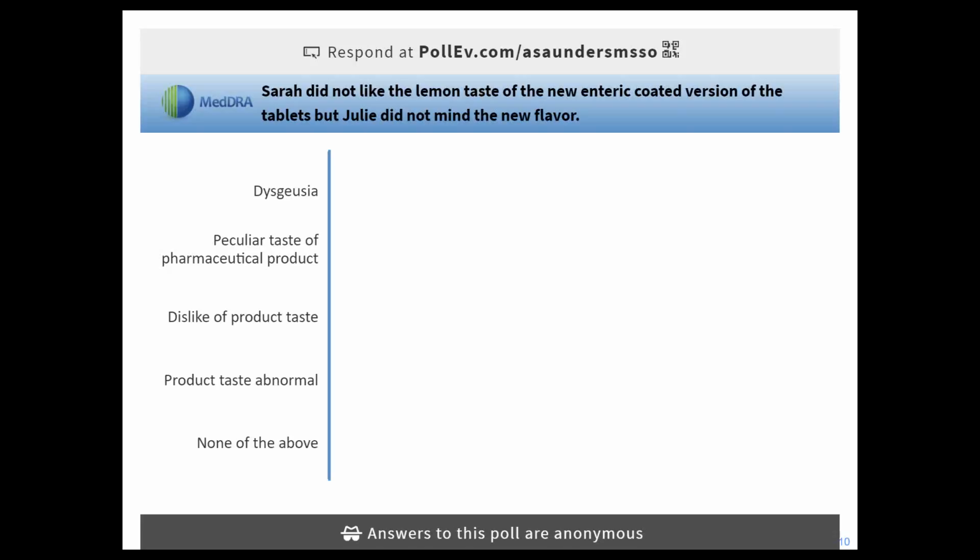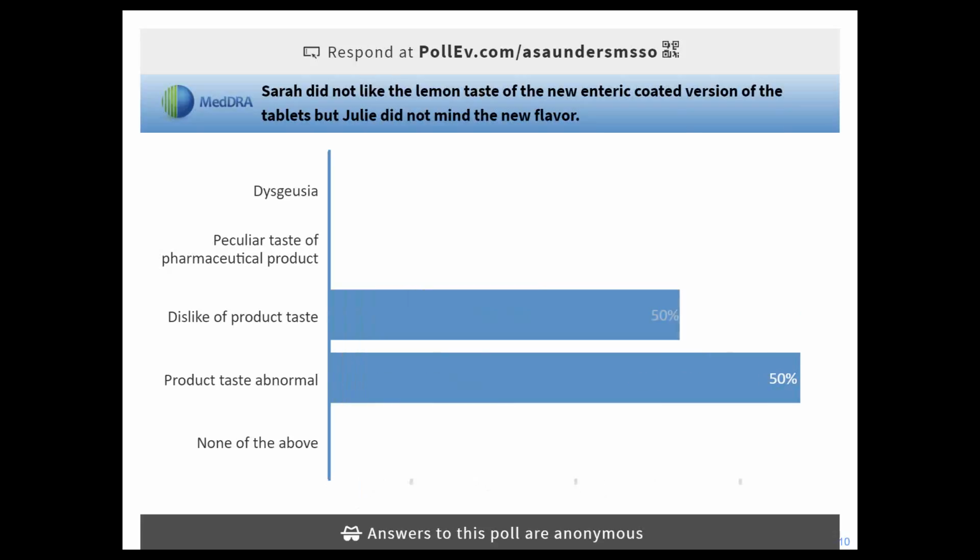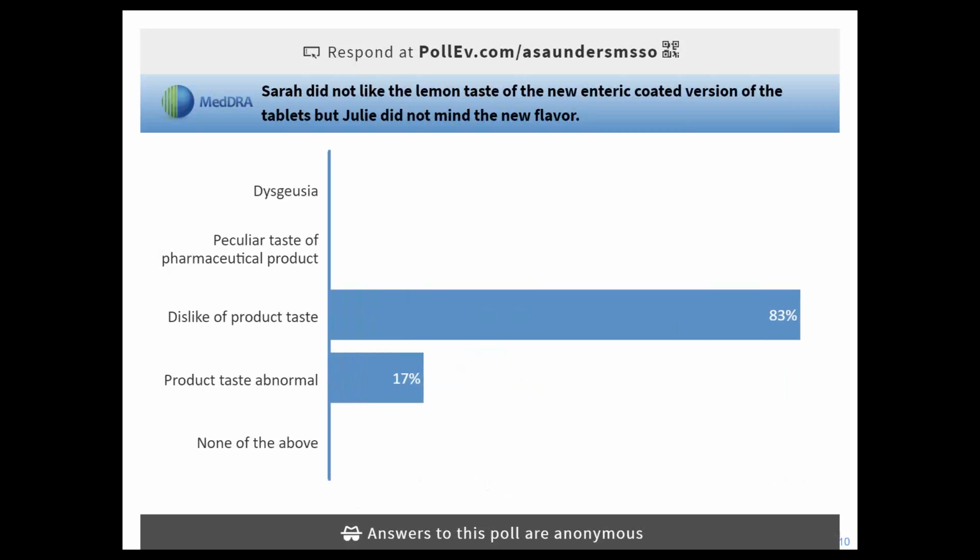All right, so Sarah again, who missed her dose, but now she's reporting that she does not like the lemon taste of the new enteric-coated version of the tablet. But her friend Julie, who is also taking the medication, doesn't mind the new flavor. Great. So Jane, what do you think about the responses we're receiving on this one?